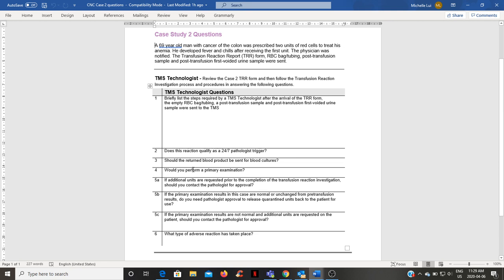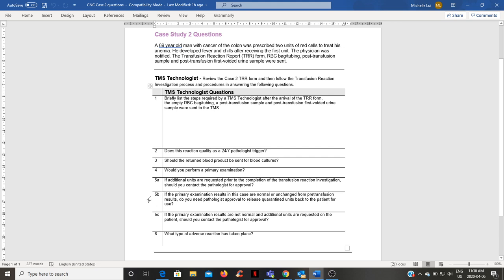Number 4, would you perform a primary examination? Yes. It's interesting that at the end of procedure 2, it just automatically, everybody continues on to procedure 3. So yes, you would do a primary exam. 5A, if additional units are requested prior to the completion of this investigation, should you contact the pathologist for approval? And we answered that question right at the beginning of procedure 2 with that note that says yes. If the ward calls and says, please give us some more product for this patient, you need to get pathologist approval to release that product.